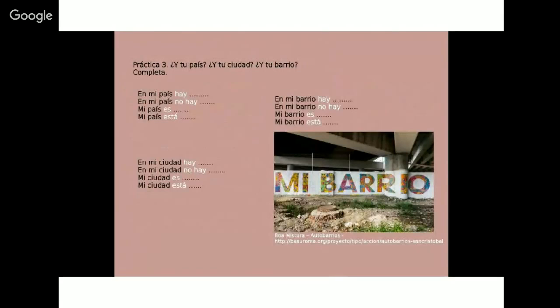Ok, James, también tienes que participar aquí. Vamos a hablar de ti y tu país y tu ciudad y tu barrio. So here you should tell me the things that there are in your country, your neighborhood, your city. Some characteristics about your city, mi país es, and the location of your country, your neighborhood, and your city. Bueno.